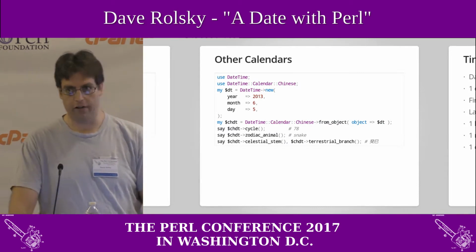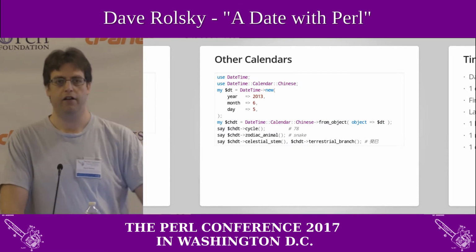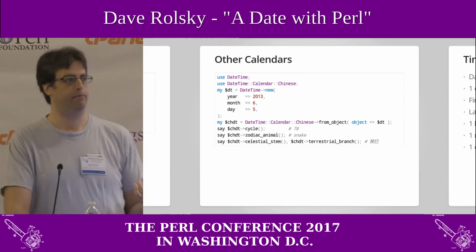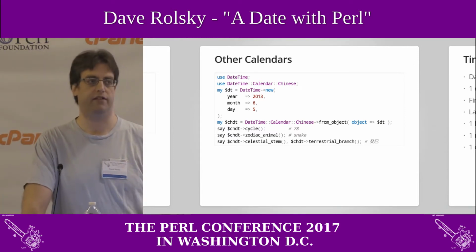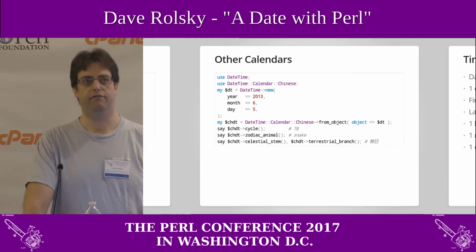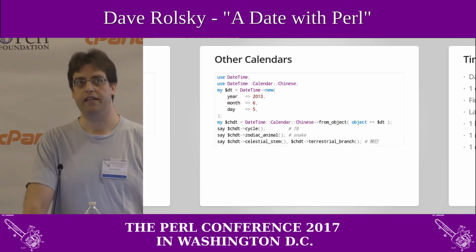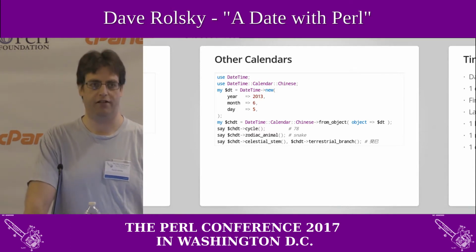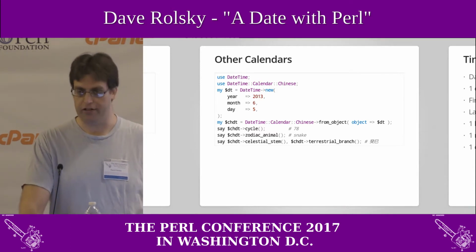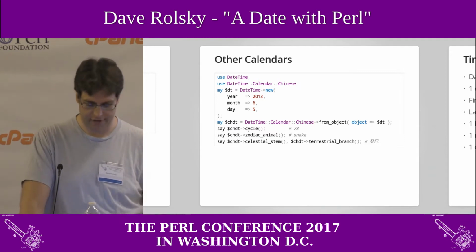Of course, there are other calendars in the world that still matter for various things. In particular, there's a lot of holidays still celebrated around the world based on different calendars. For example, things like Easter. Pretty much every Jewish holiday is based on the Hebrew calendar. Chinese New Year is based, of course, on the Chinese calendar.